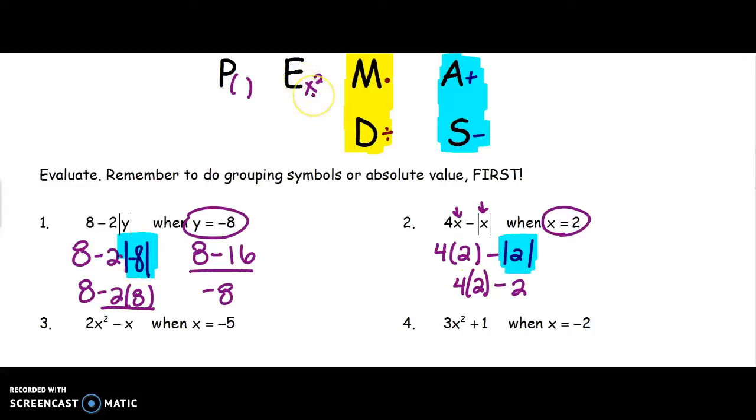no addition, subtraction, multiplication, or division, so we can just move on. We have no exponents, so then we would go to multiplication. 4 times 2 is 8, minus 2, right? So no division, no addition, let's go to subtraction, and this gives us 6.